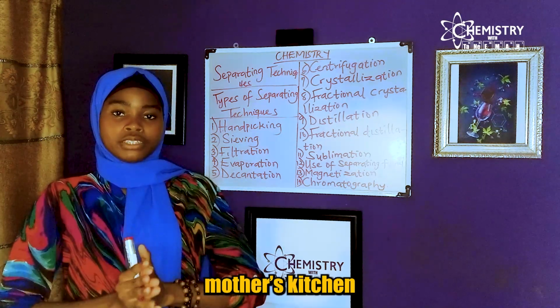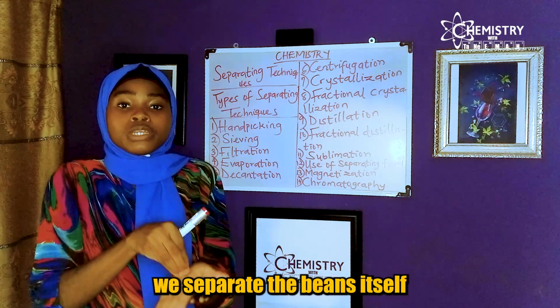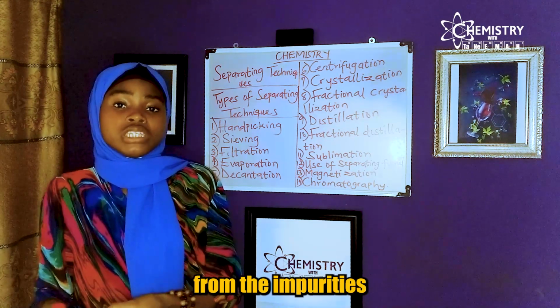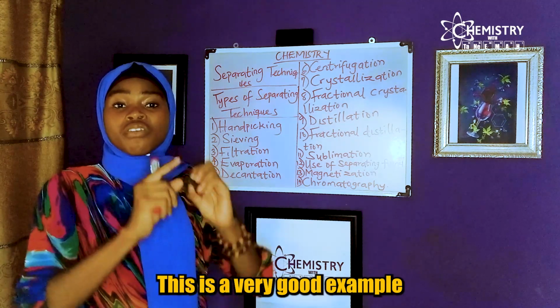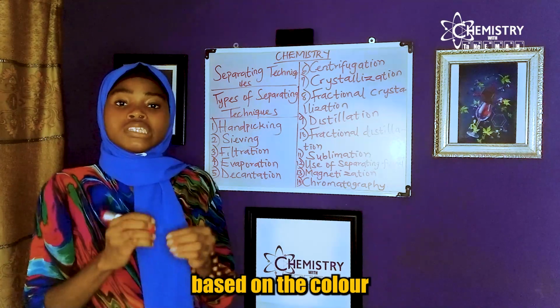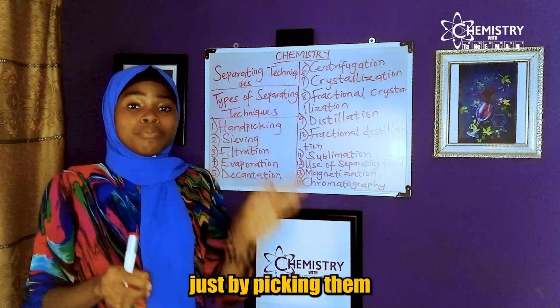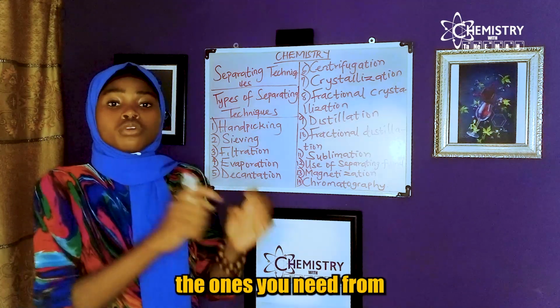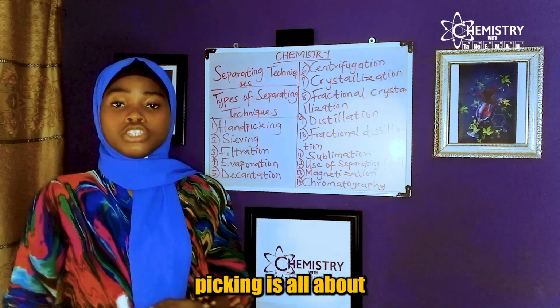Let's go back to our mother's kitchen. When we have beans, what we do is we pick these beans. We separate the beans itself from the impurities based on the color and the size of these beans. This is a very good example of what hand picking is. So you are separating the mixture based on the color and the size just by picking them and separating the ones you need from the ones you do not need. That is basically what hand picking is all about.